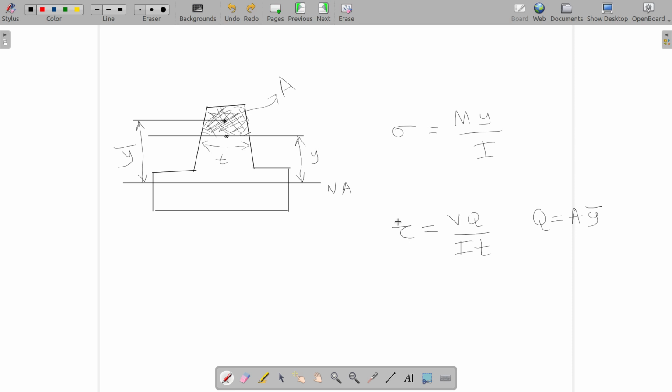So this idea can be a little confusing in the beginning, but once you have some practice on this topic, if you solve some problems and do more reading on this topic, you'll be comfortable with these ideas. So that's about the derivation. We have found out the formula for shear stress.